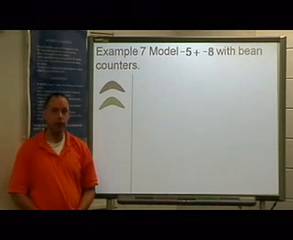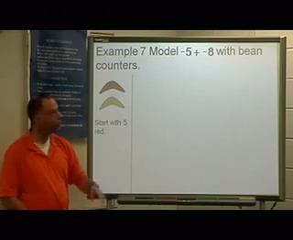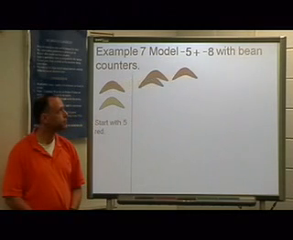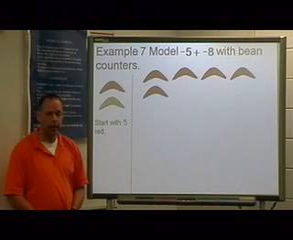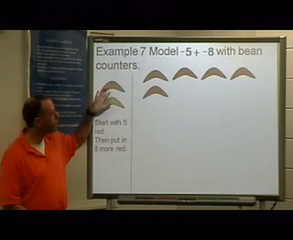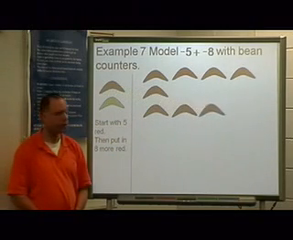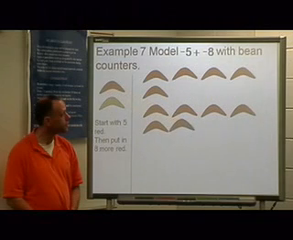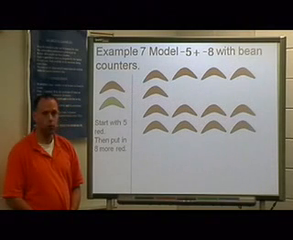Let's model negative 5 plus negative 8 using the bean counters. Since the 5 is negative, I'm going to start by moving 5 red counters into my workspace. And I'm going to add to that negative 8, so I'm going to slide 8 more red counters into my workspace. 1, 2, 3, 4, 5, 6, 7, and 8. That's a lot of counters up there on the workspace now.